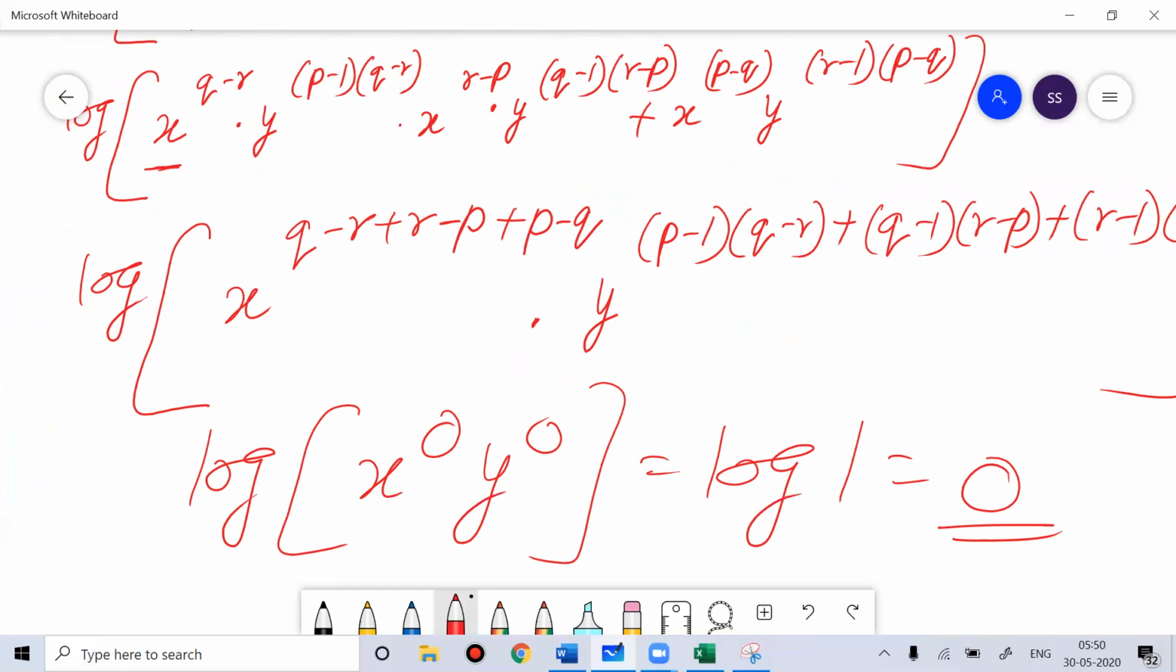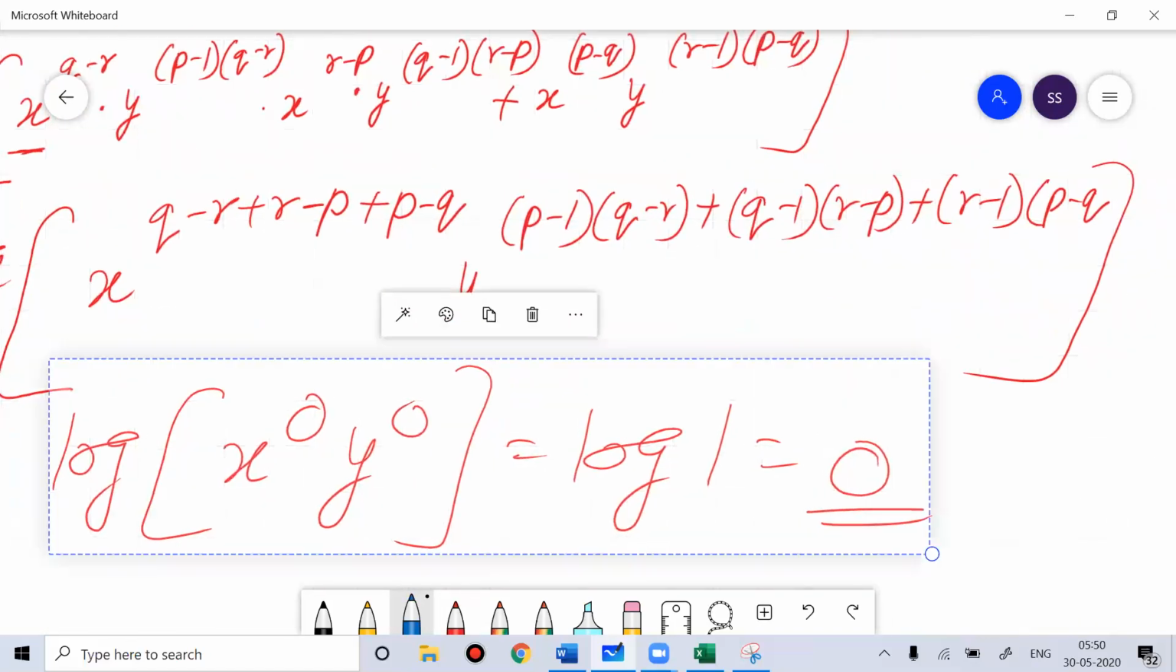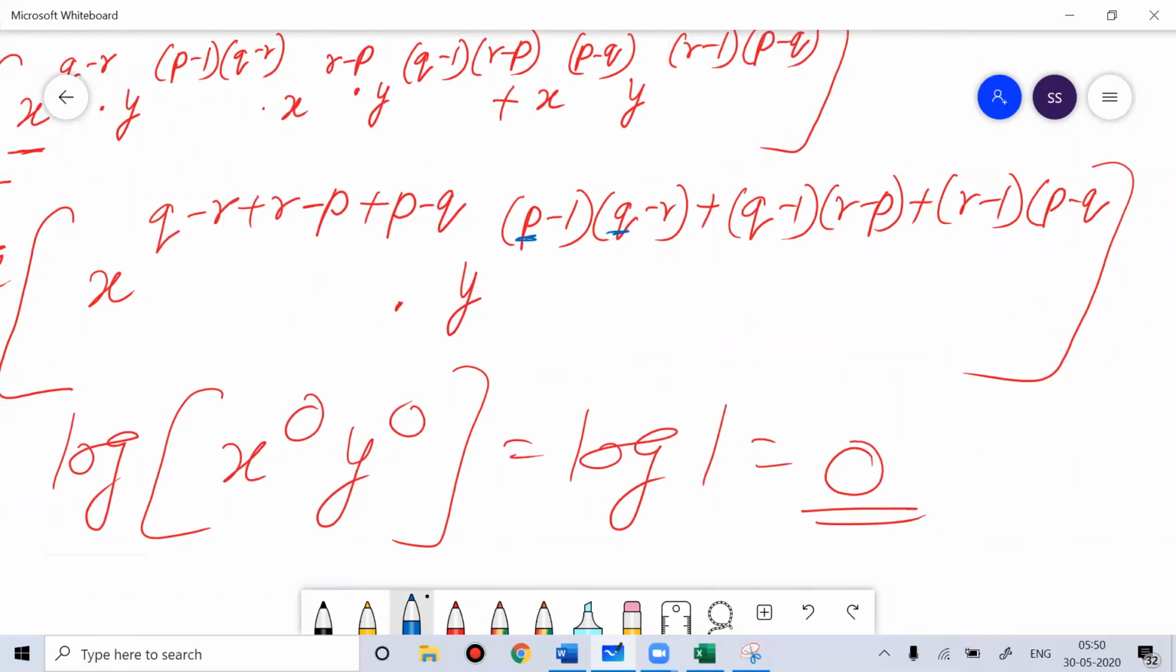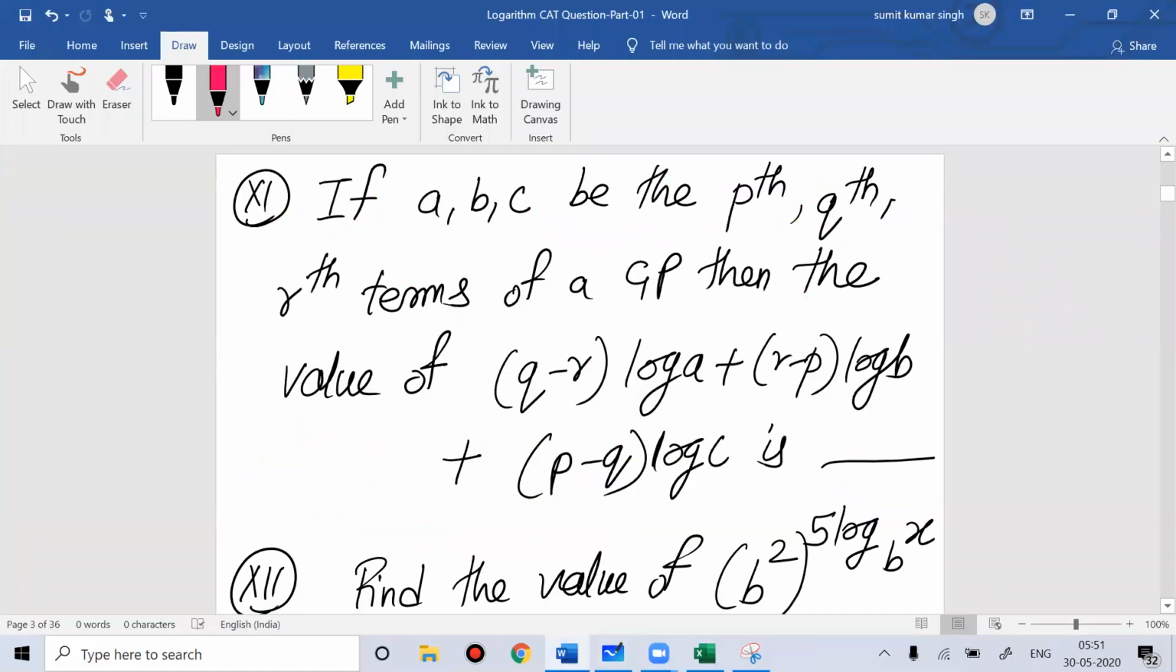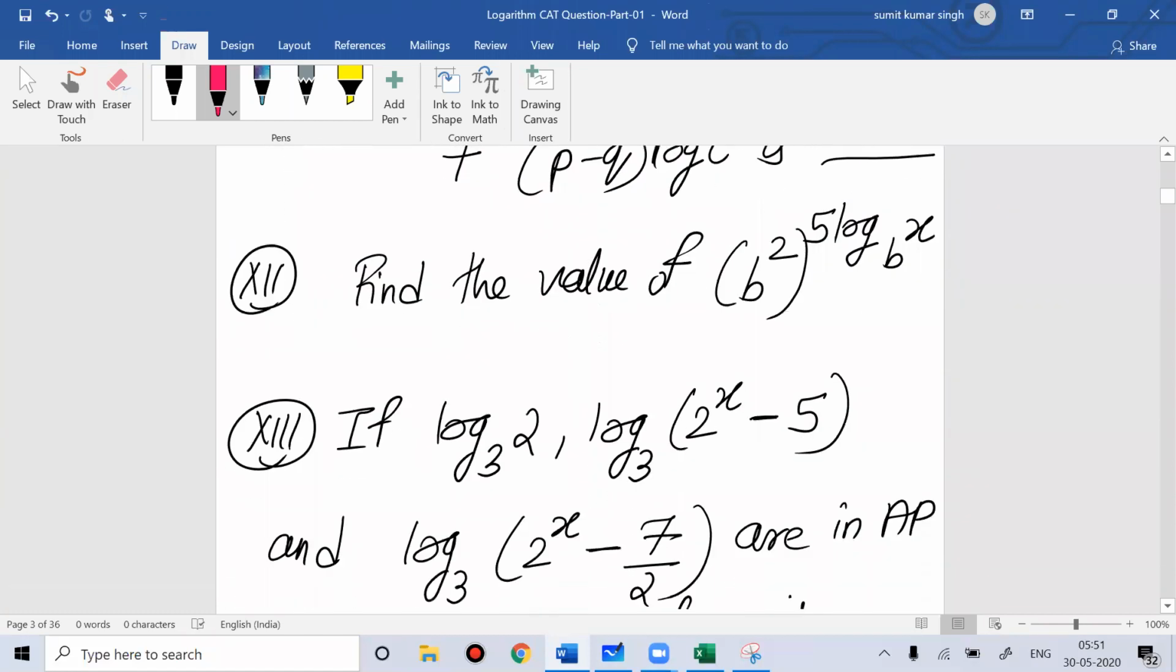So you can spend time, you can prove that. You can see this is PQ. If you notice here, you will get PQ, and here you will get minus PQ, it will get cancelled. Then you will get minus Q, here you will get plus Q, it will get cancelled. Then here you will get plus R, here you will get minus R, it will get cancelled. Everything will get cancelled. So ultimately the power of x and y, you will get 0 only, and any number to the power 0 is 1. So log of 1 is 0 only. So this I have already done.